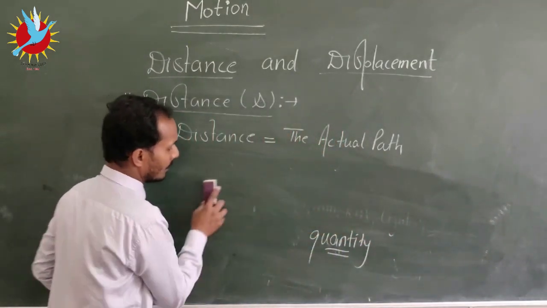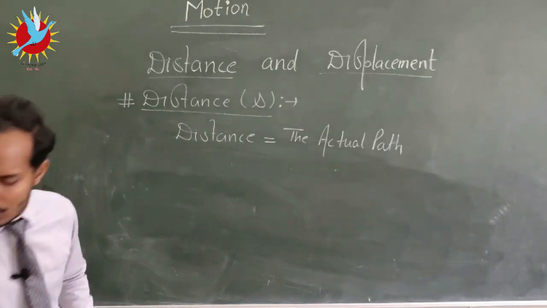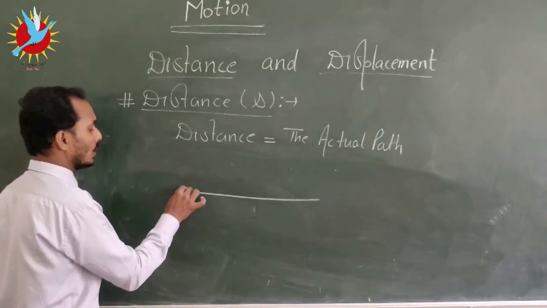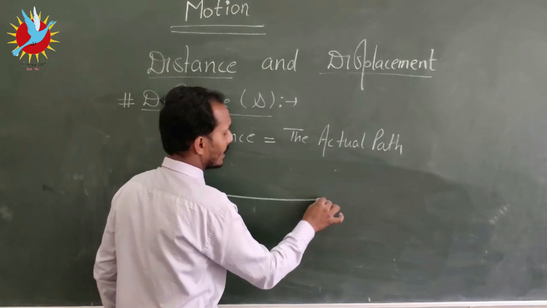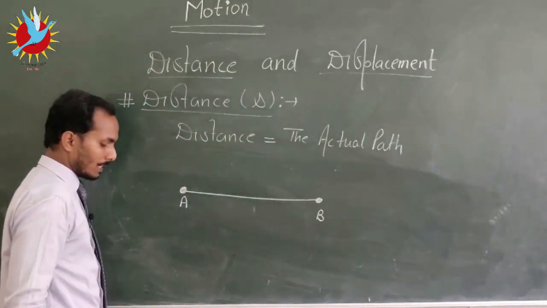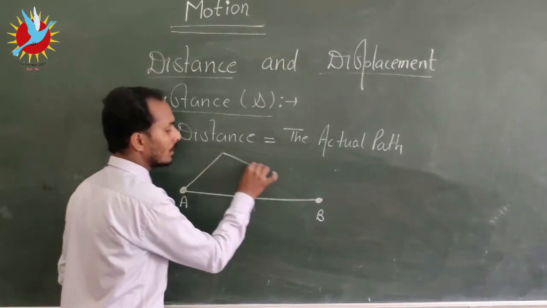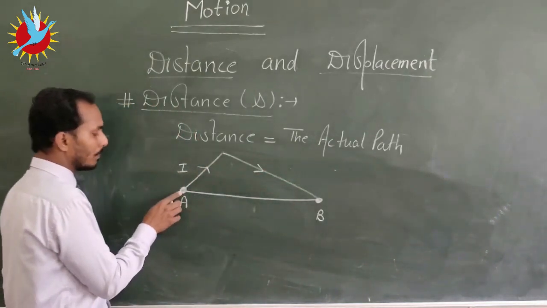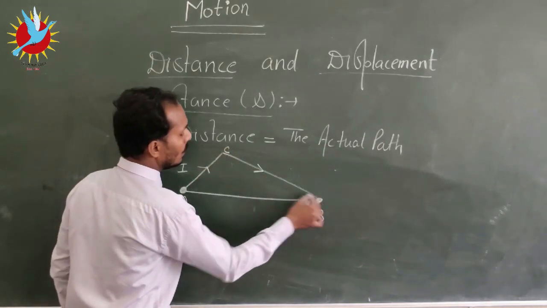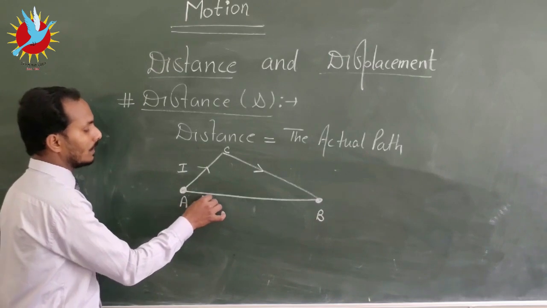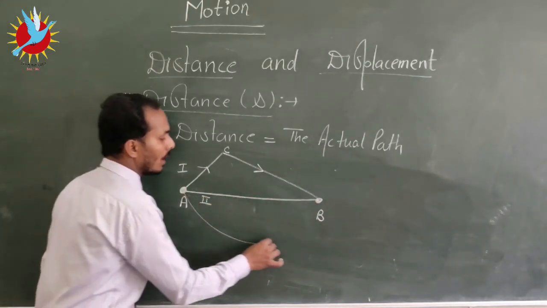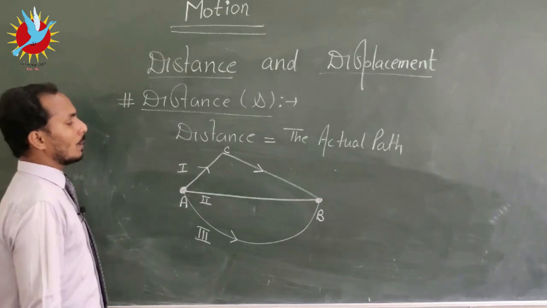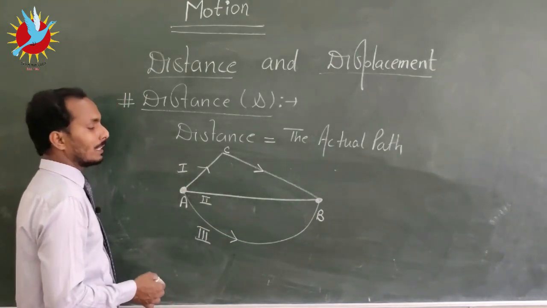Suppose this is the position of a person at A, and this is the final position of the person, B, but the person moves in different ways. The first route goes from A to C, then C to B. Another route, the second route, is a straight line, and the third route is like this.